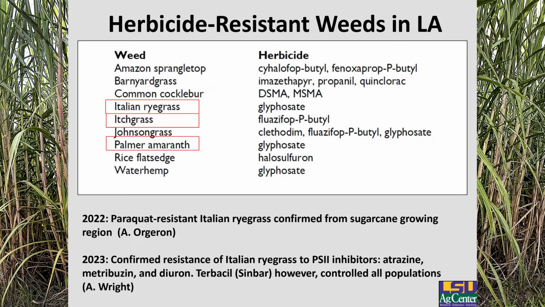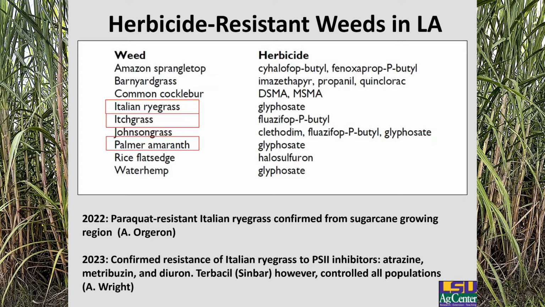One interesting fact: I did a lot of work in North Louisiana with cotton and corn, and ryegrass is a major issue up there. The populations in North Louisiana are resistant to Roundup, but they're still controlled by paraquat. However, these populations down here are resistant to paraquat, but they're still controlled by Roundup. So, quite interesting. And I have a few weeds highlighted in red.